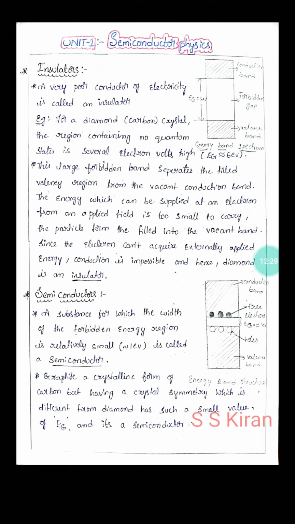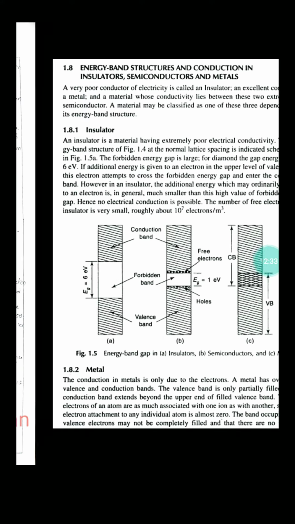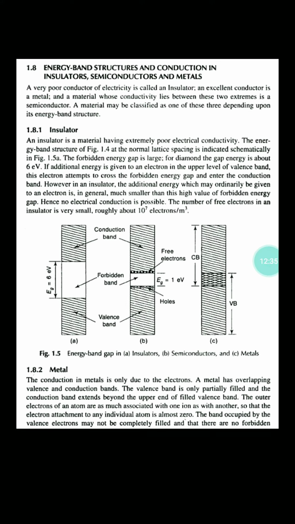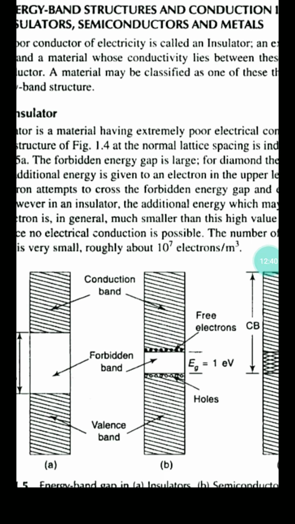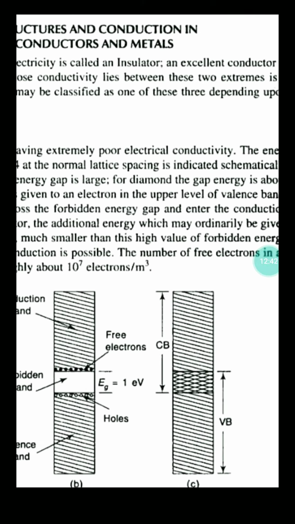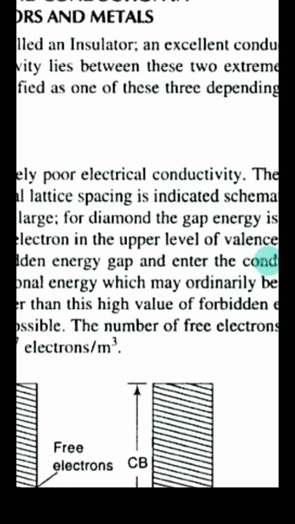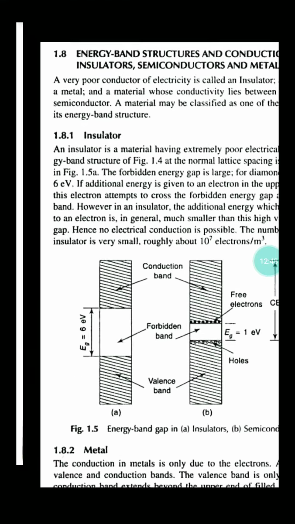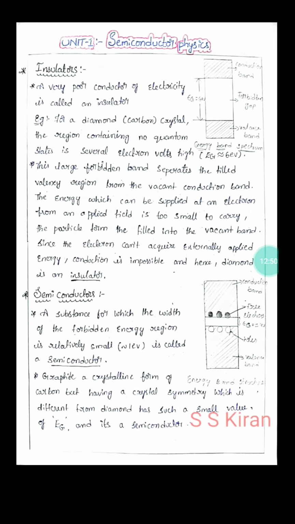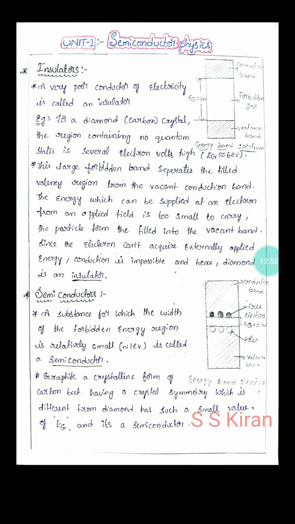Now semiconductor. Yes, just now I discussed the semiconductor. A semiconductor is a material whose conductivity lies between these two extremes. Okay, semiconductor. Now, a substance for which the width of the forbidden energy gap is relatively very small.